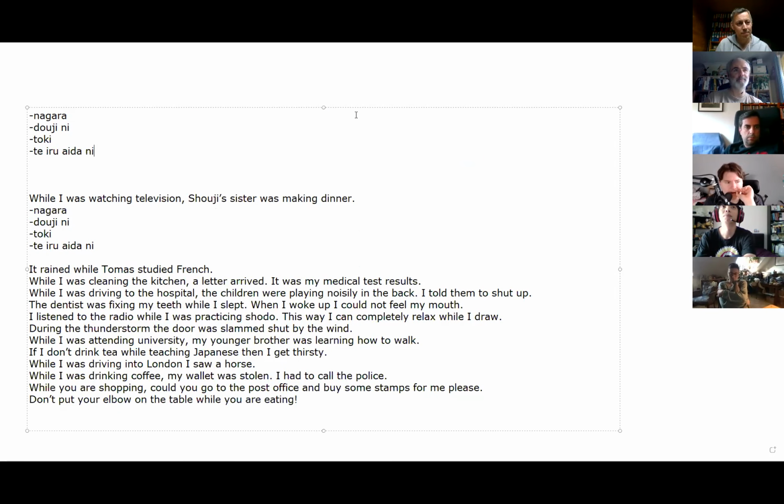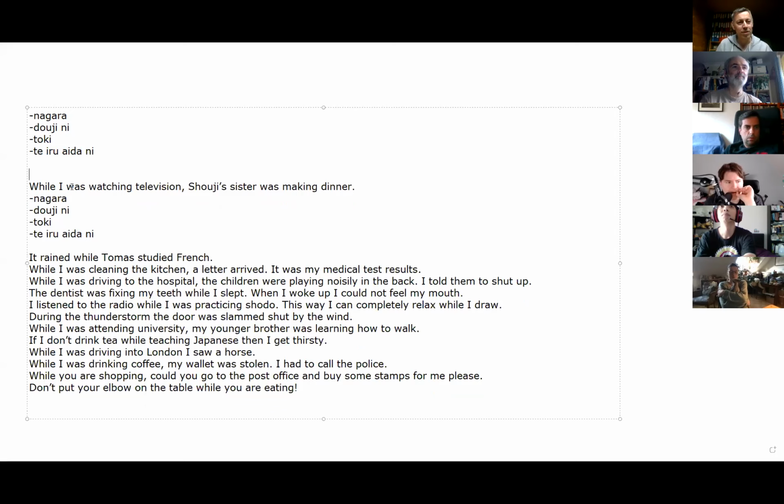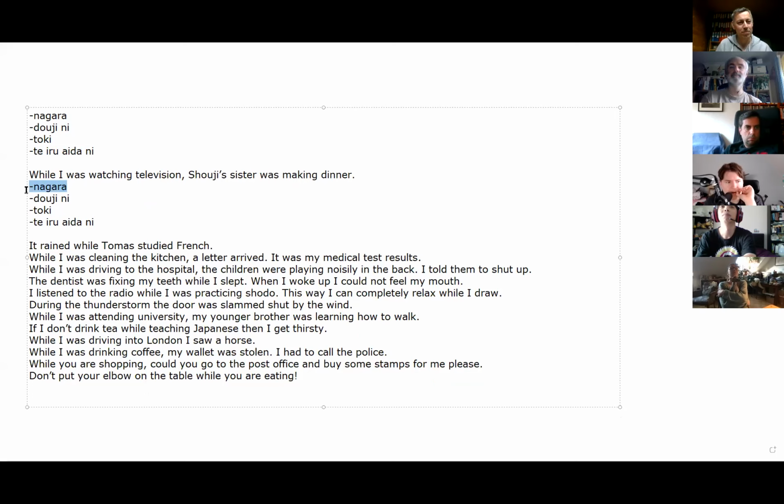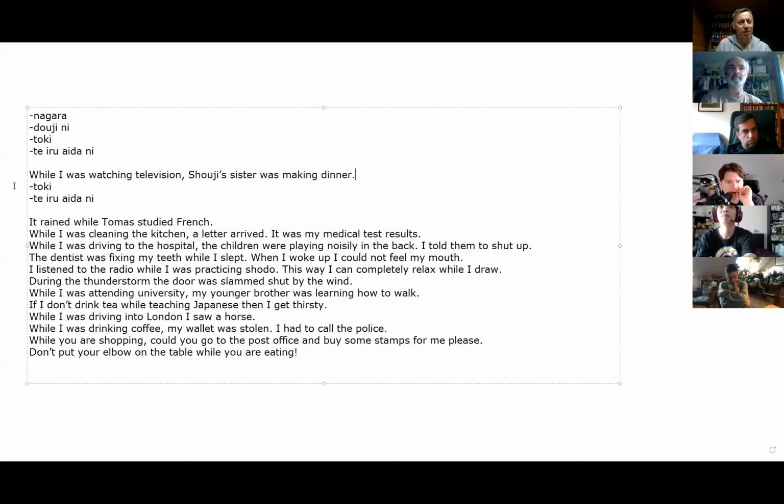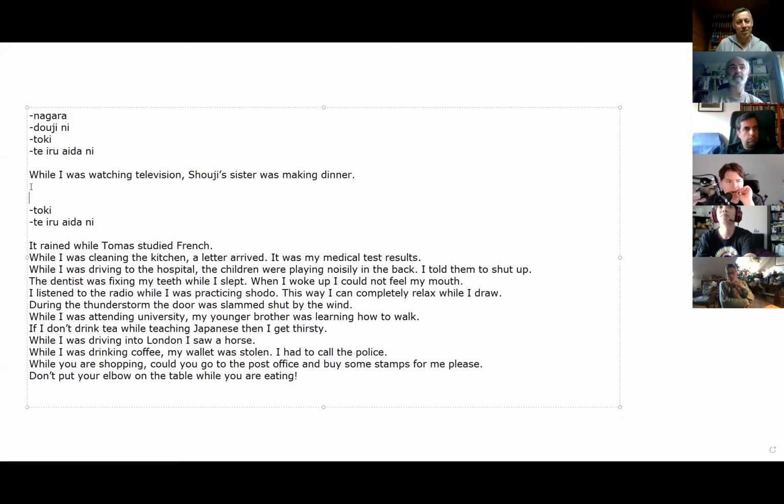Okay, off you go, Tom. We can't use nagara because it's two different subjects. Good. And we can't use doji ni because it's not instantaneous. Excellent. And I think we can use toki. Mm-hmm. And I think we can use aida ni. Very good. Yes, we can use either of these. Good. I don't know which one is the best.